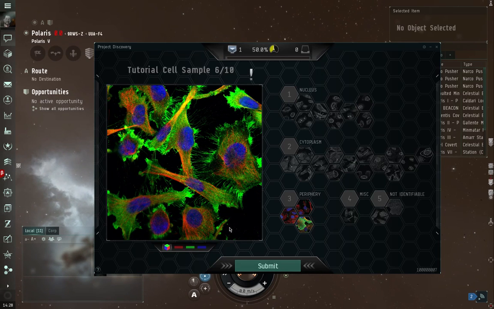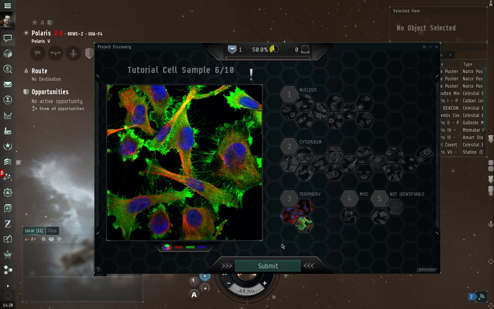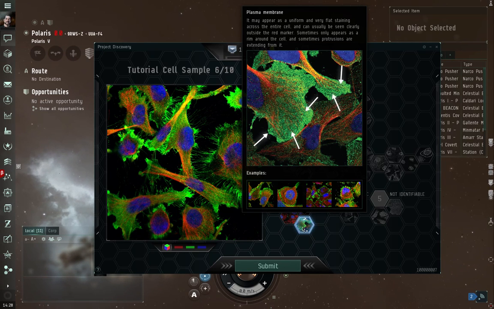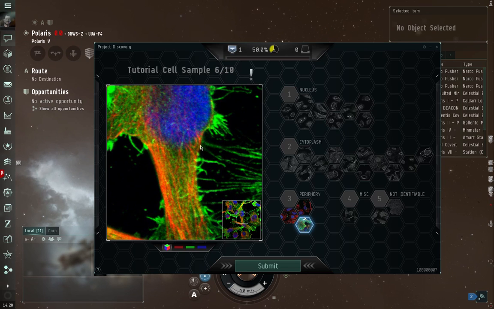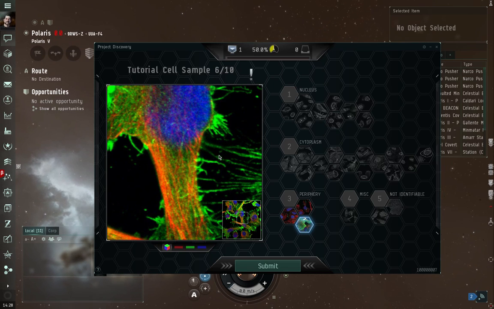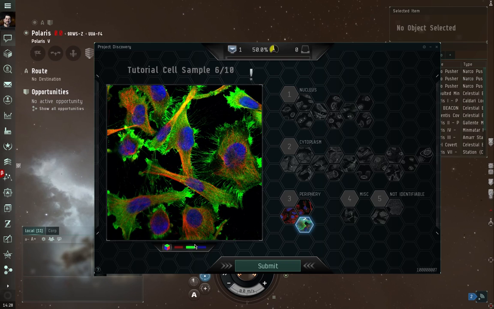Alright, this is a typical plasma membrane, really nice. This is because you can see the fingers coming out here where the membrane is actually reaching out and holding onto the substrate.